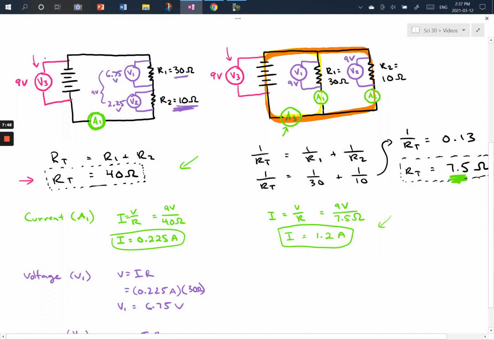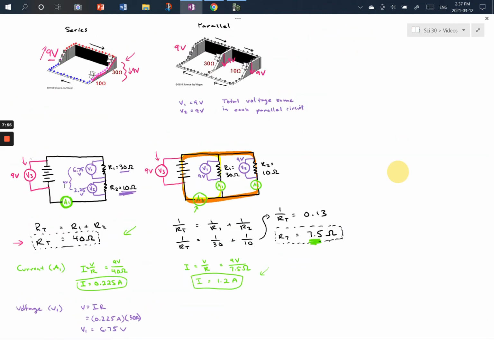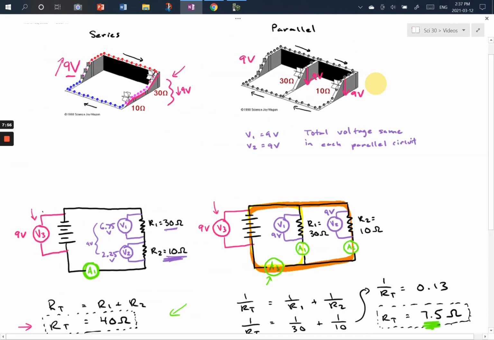volts. Okay, now that's one of the fundamental differences between series circuits and parallel circuits. So the voltage is shared. Total voltage is shared between the resistors. Okay, so those two things are key.